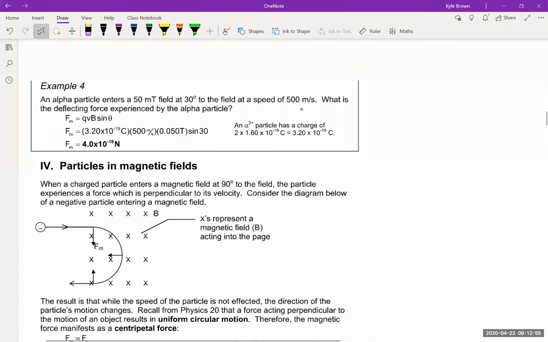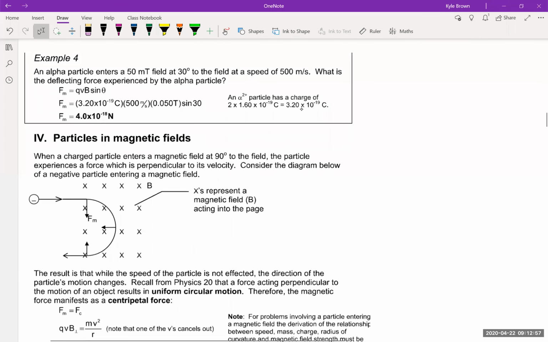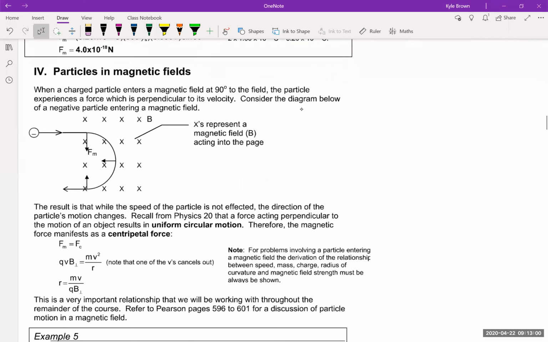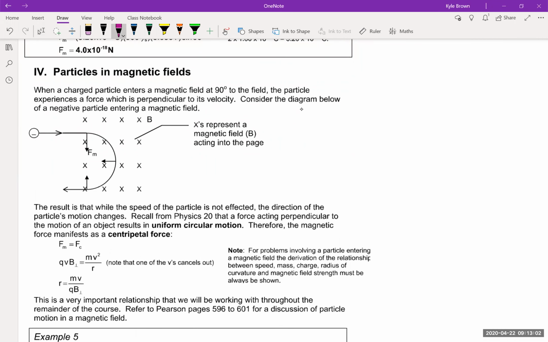Particles in magnetic fields. All right, so here is what's going to happen. Let's say that we have this negatively charged particle right here. First off, let's apply our hand rule for a second. I'm using my left hand, and I can see that it's moving to the right. The velocity of the particle is my thumb, so my thumb is pointing to the right. These X's are the magnetic field, and these magnetic field lines are all going into the page.